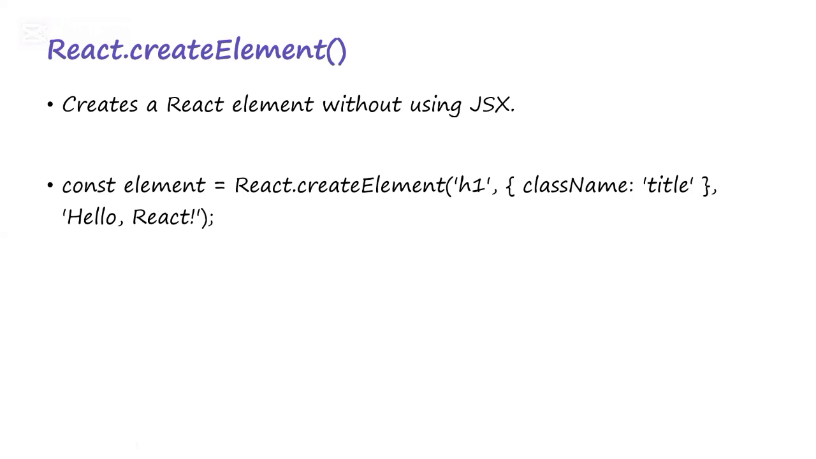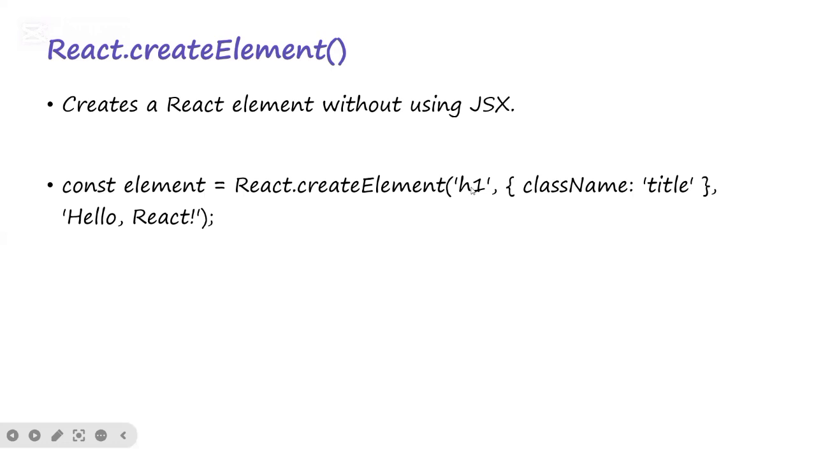So if you want to make use of the class attribute, you don't use the normal class, you call it className. In React, we don't use class like that. If you want to talk about the class attribute, instead of saying class, you're going to say className. So this object here will contain all the attributes, separated by commas. Here we only have one attribute, className, and then the third argument is going to be the children of this element.